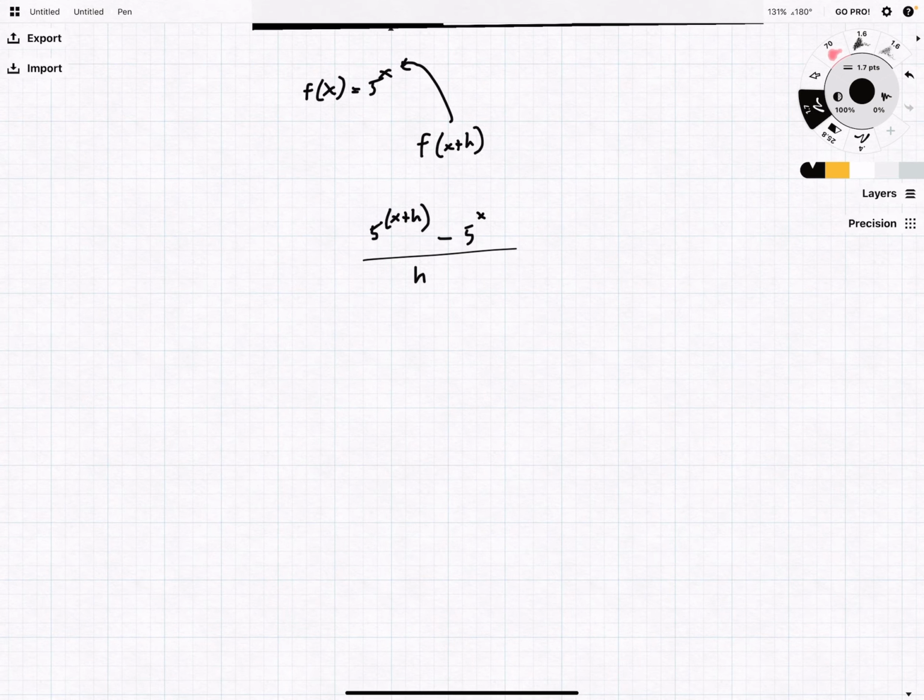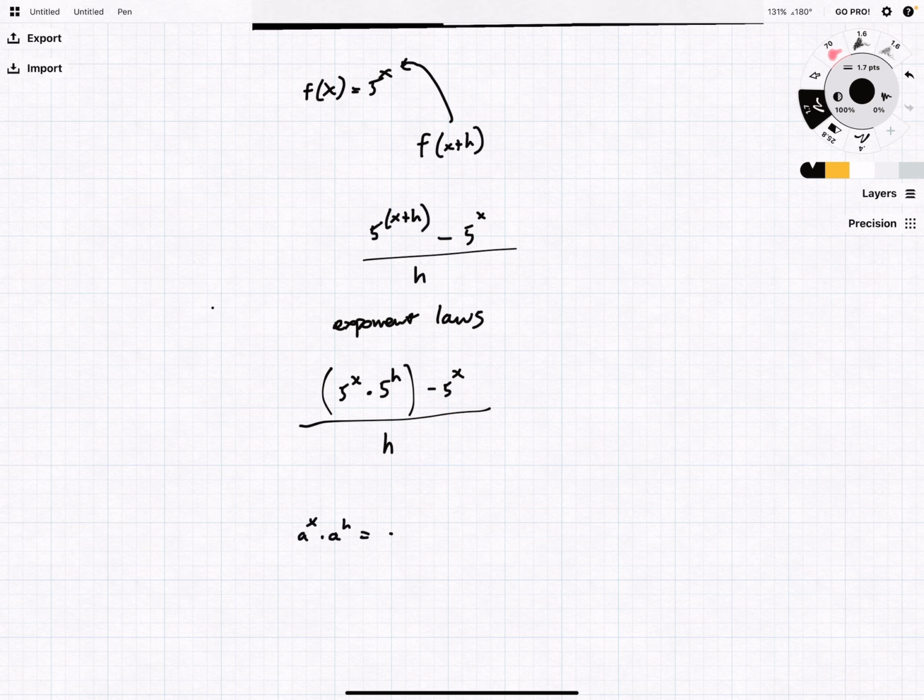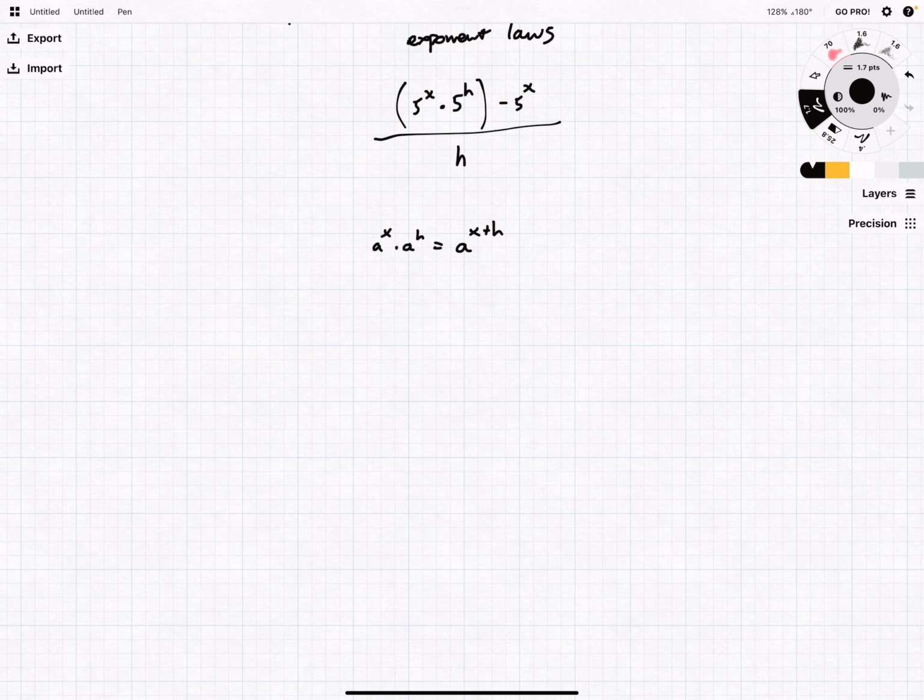Okay, now we're actually going to use exponent laws here. So 5 to the x plus h is the same thing as saying 5 to the x times 5 to the h minus 5 to the x, all over h, because remember our exponent laws say that when your bases are the same, if you have a to the x times a to the h, that's equal to a to the x plus h.